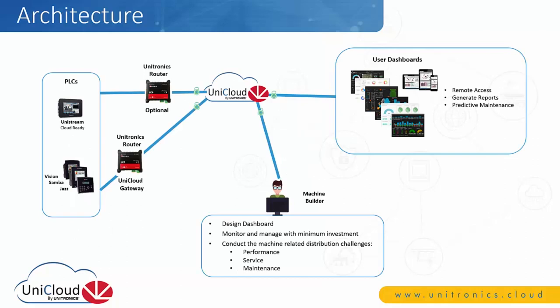For those who attended yesterday's session, the UniStream does not need a UCR router to be cloud capable, so long as it has an internet connection. In the case of the Vision, Samba, and Jazz PLCs, a router is required because the router is what is passing the telemetry with MQTT protocol. The Vision, Samba, and Jazz controllers do not support MQTT protocol, and that is why we need a router to achieve this.